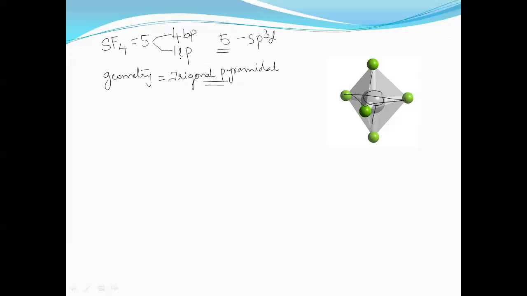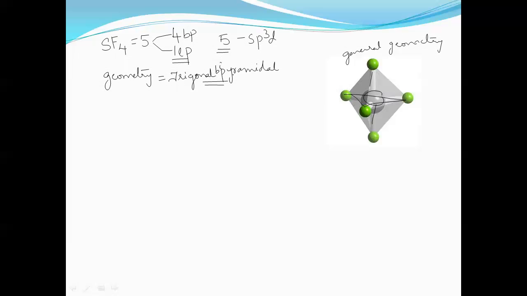And I've already said that there is one lone pair on this central atom, that is sulfur. So this is the general geometry when the hybridization is sp3d. That means the steric number is 5. Now, coming to this SF4, the geometry is trigonal bipyramidal.